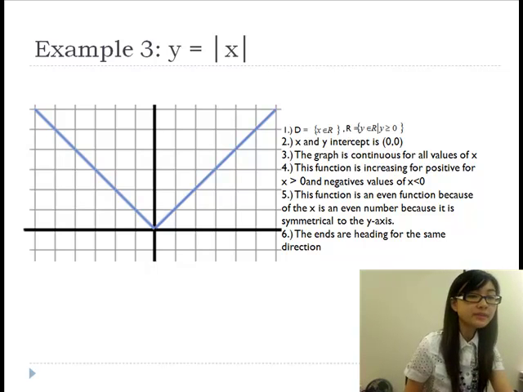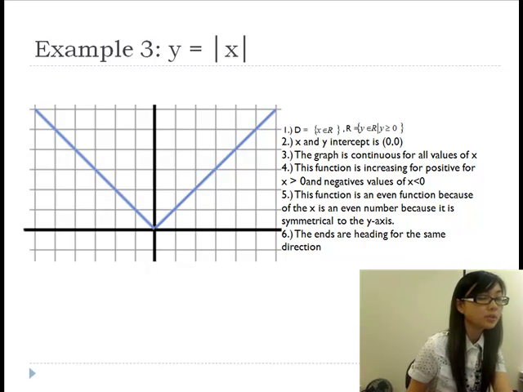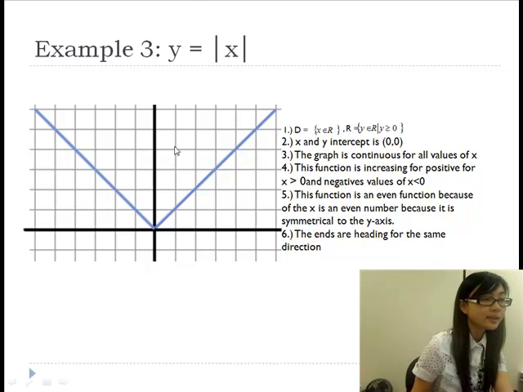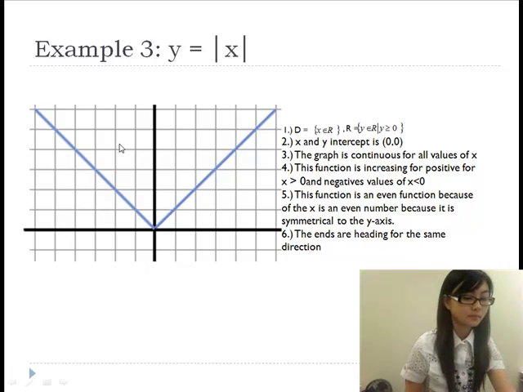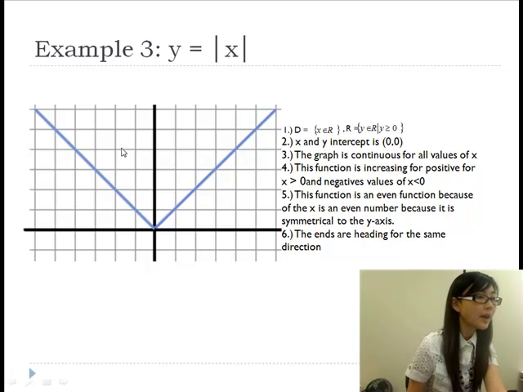We see that the function is an even function because the exponent on x is an even number and because it is symmetrical to the y-axis. What I mean by that is everything that's on the right side of the y-axis is exactly the same as the things that are on the left side of the y-axis. For the end behavior, the ends are heading in the same direction on the y-axis, but they are heading in opposite directions on the x-axis.